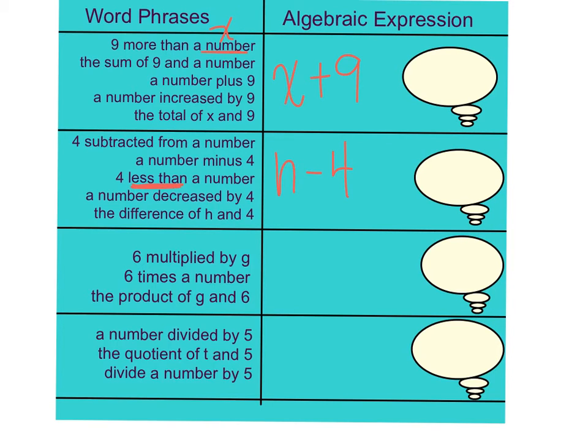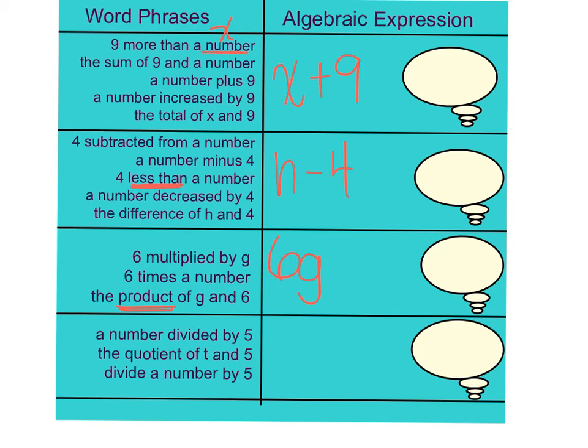6 multiplied by g, 6 times a number, the product of g and 6. Well, we know the product is the answer to a multiplication problem. So our numerical expression is going to look like 6g. Remember, the number comes first, then the variable.